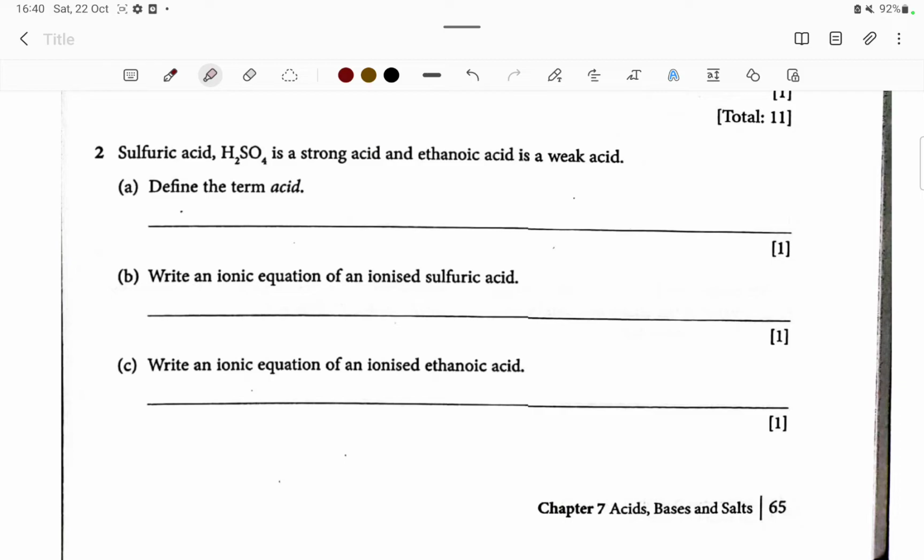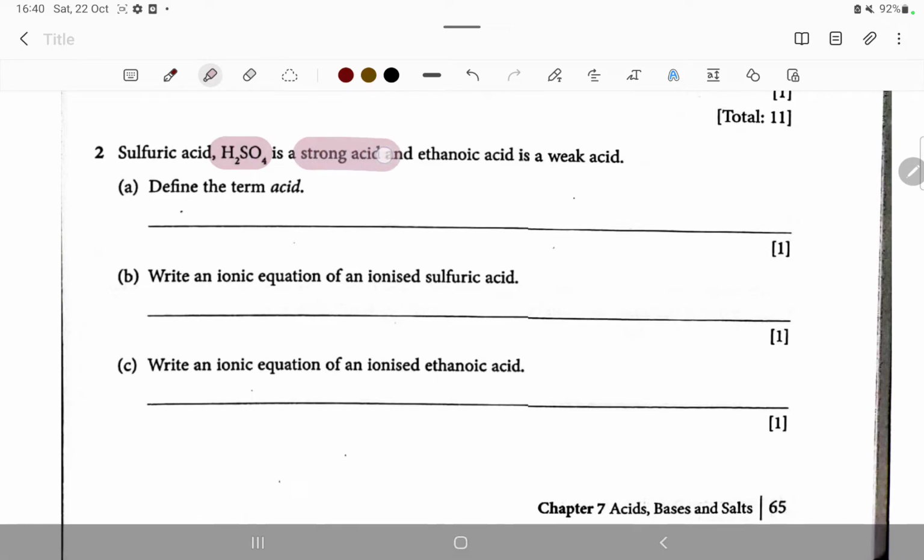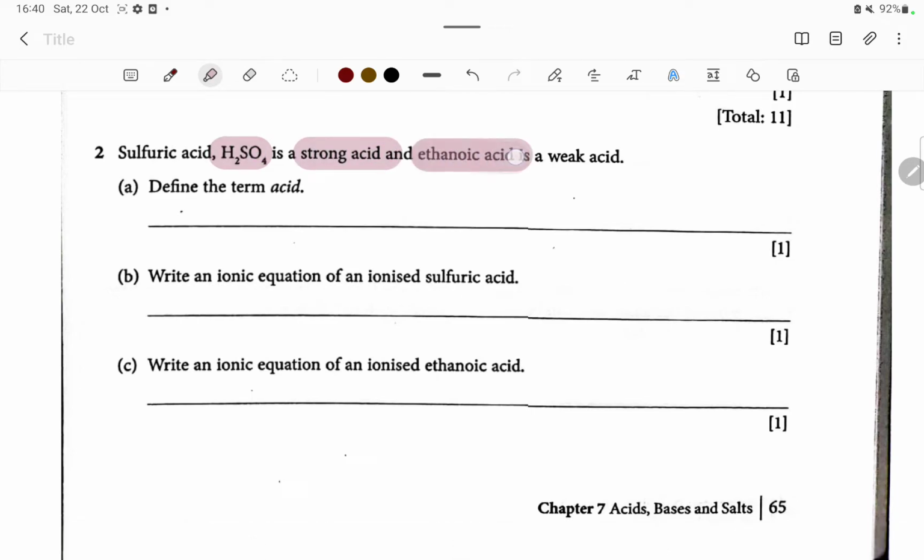sulfuric acid is a strong acid and ethanoic acid is a weak acid. They tell you that this one, strong acid, ethanoic acid, weak acid. Actually, I already gave you the chemical formula for ethanoic acid. It's actually CH3COOH.